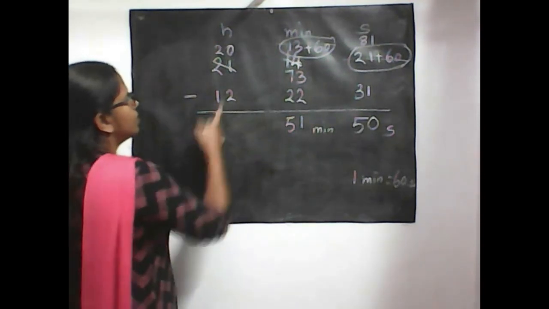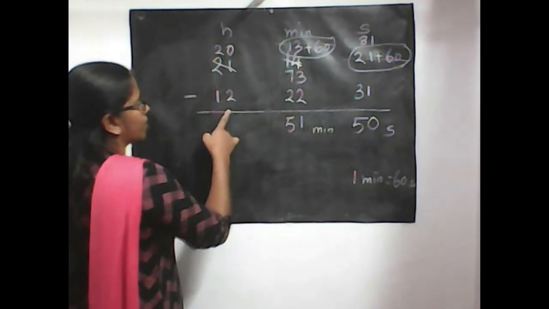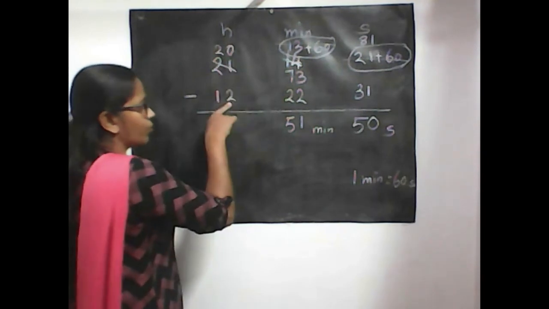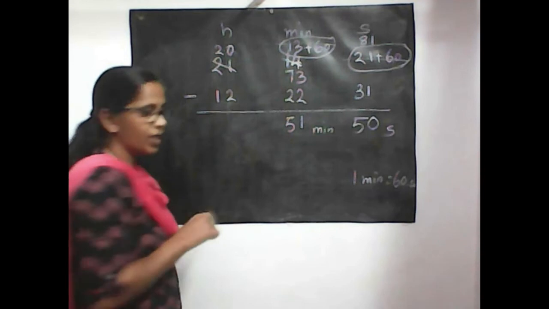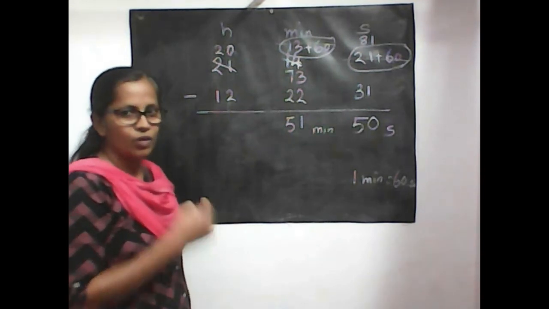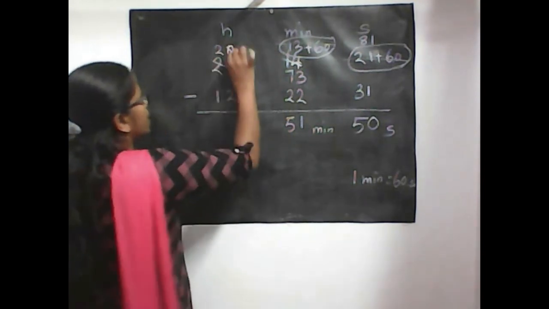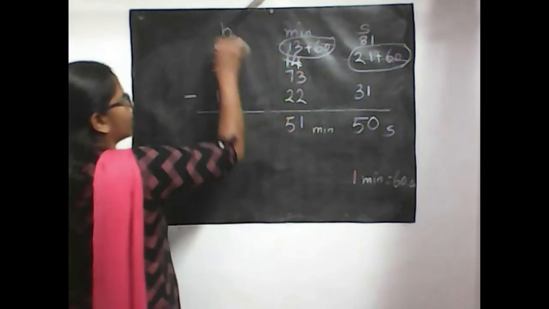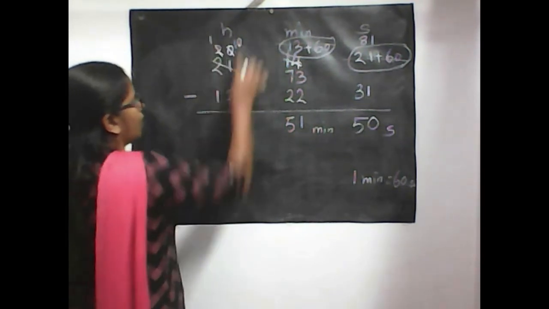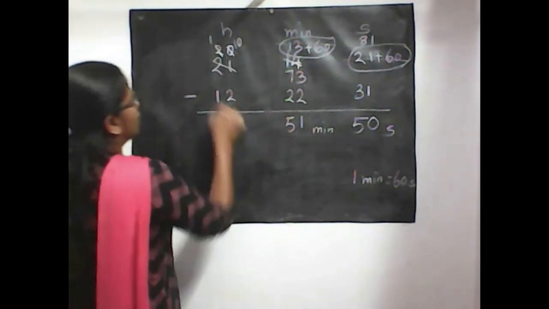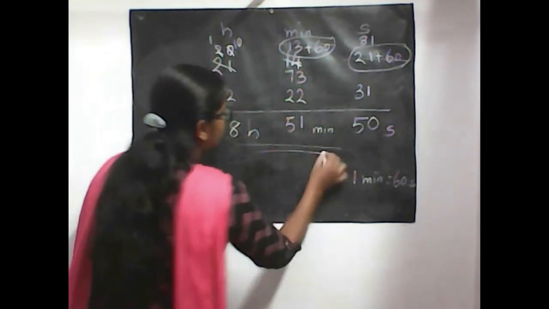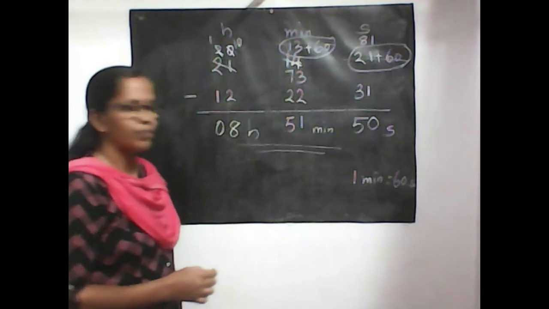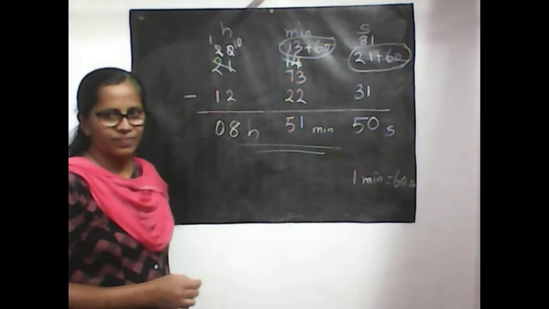Here 20 minus 12 we can subtract. From 0 we cannot subtract 2. That means we have only 0. From 0 can we take 2? No, we cannot do it. So borrow from here. Make this 10. Borrowing from here, so it will become 1. 10 minus 2 is 8. 1 minus 1 is 0. So we got 8 hours, 51 minutes and 50 seconds as the answer.